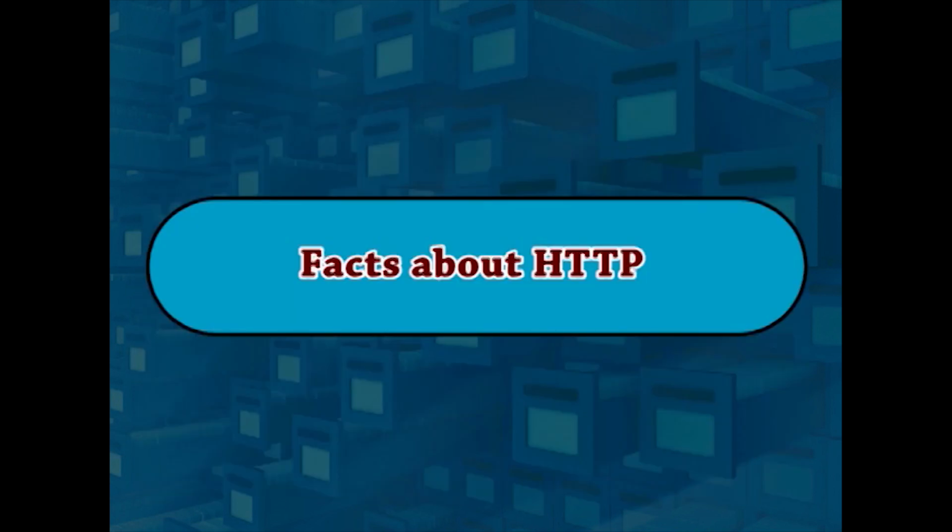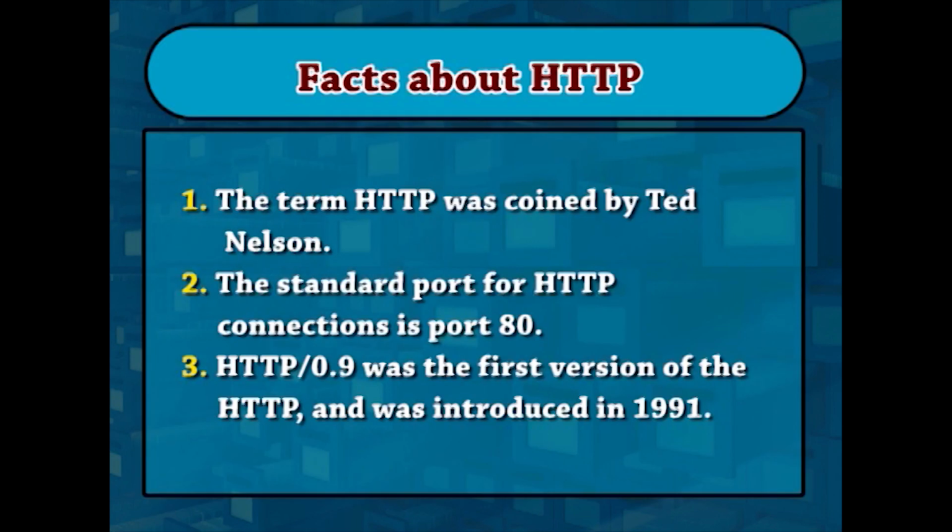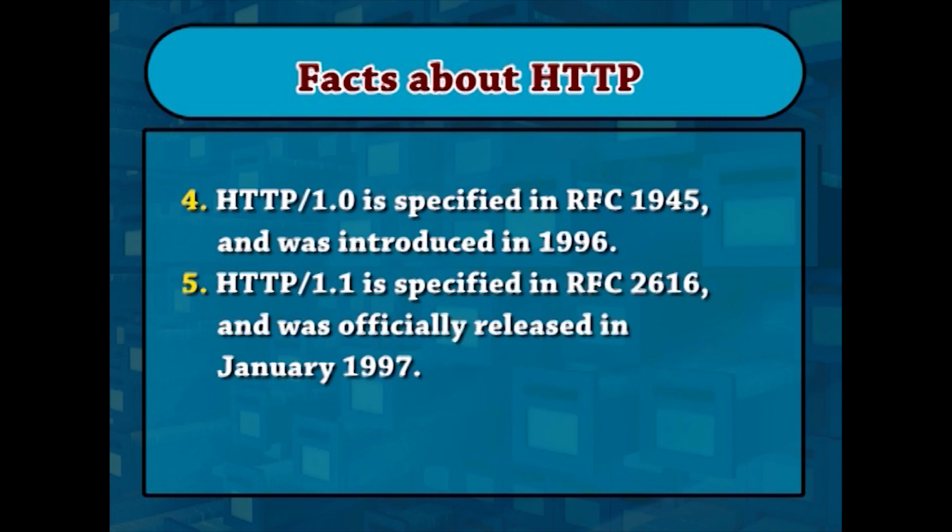Some of the major facts of HTTP are: number 1, the term HTTP was coined by Ted Nelson. Number 2, the standard port for HTTP connections is port number 80. Number 3, HTTP 0.9 was the first version of the HTTP and was introduced in 1991. Number 4, HTTP 1.0 is specified in RFC 1945 and was introduced in 1996. Number 5, HTTP 1.1 is specified in RFC 2616 and was officially released in January 1997.